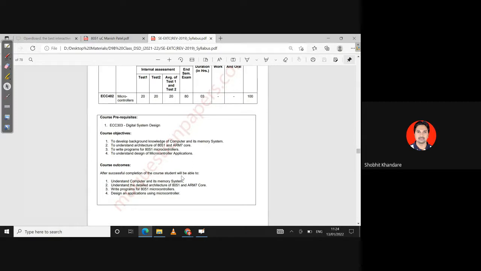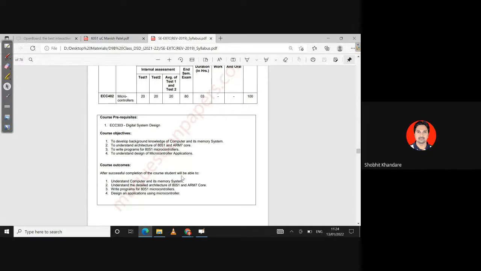Let me make this point very clear. Previously, and now also, your final year projects are 80 to 90% based upon microcontroller. It can be 8051, it can be ARM7, it can be PIC microcontroller, it can be 8086 microprocessor. So till now, 70 to 80% of your projects, final year projects I'm talking about, are based upon microcontroller.